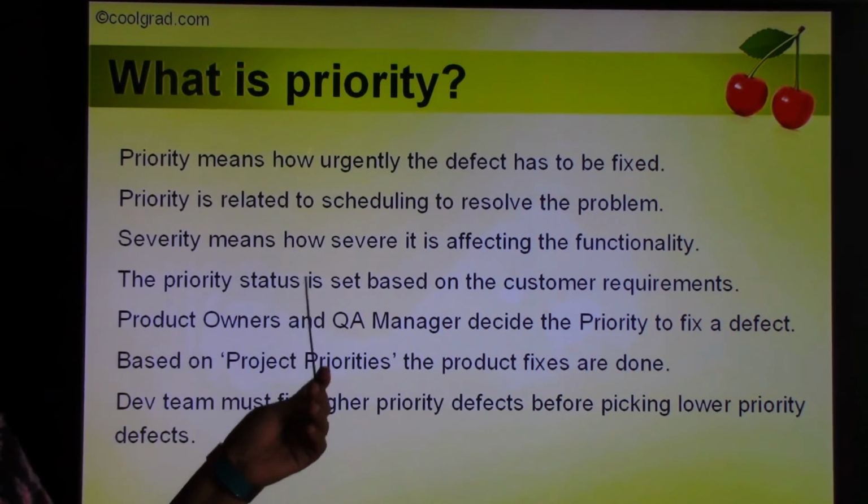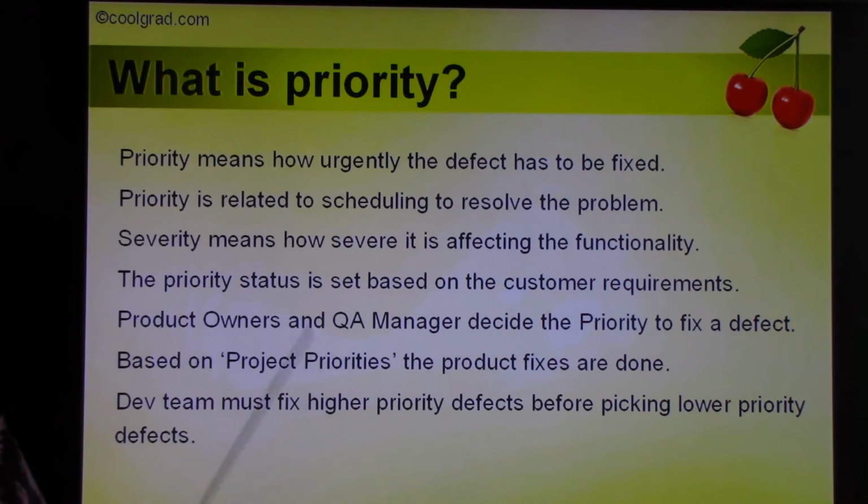The priority status is set based on the customer's requirements. The product owners and the QA managers collaborate and decide the priority for each defect during the testing phases. Based on the project priorities, the product fixes are done. So the developers must always fix higher priority bugs before they take on lower priority bugs.